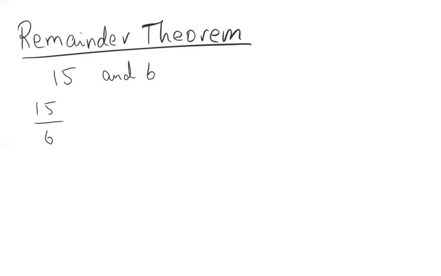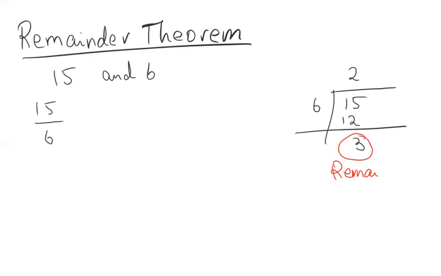15 by 6. So can I add this 2 by 12? I get 3. Okay. That means this here is my remainder. And this here is my quotient. But how do I write it on paper?